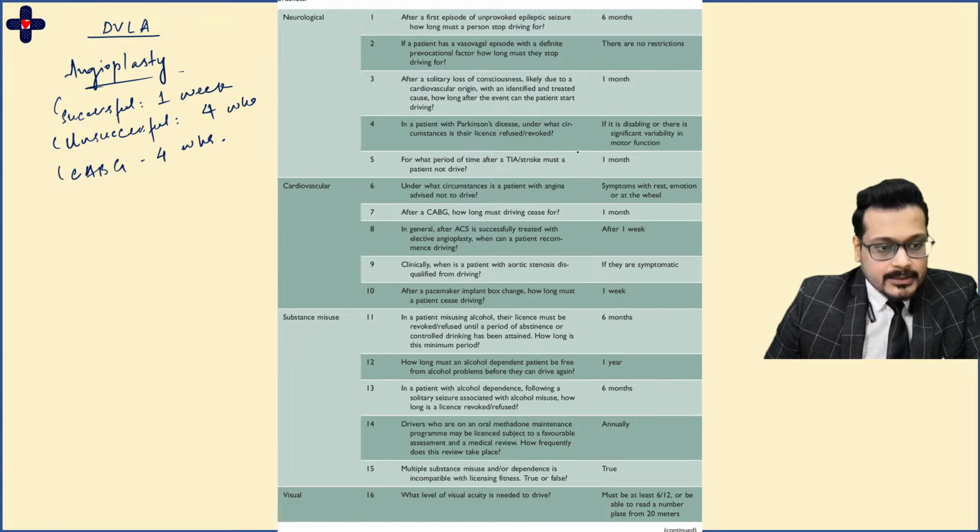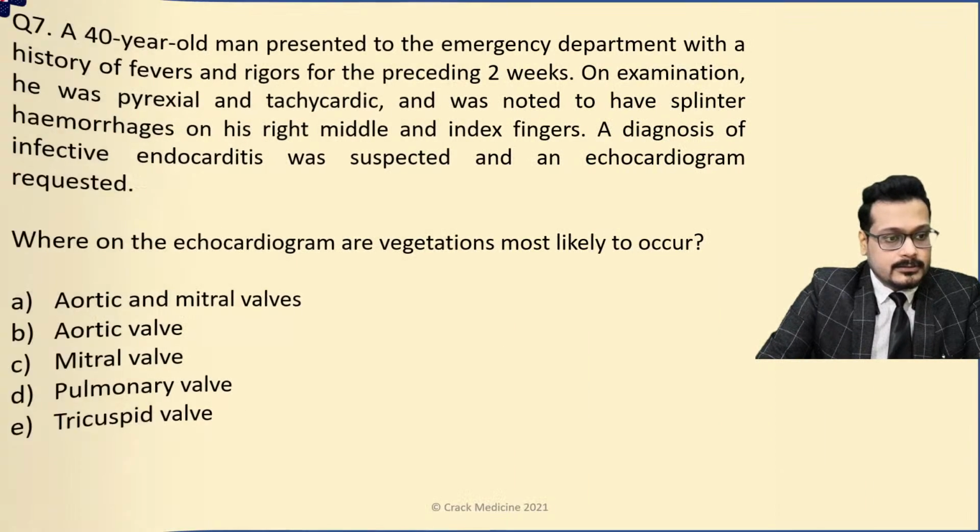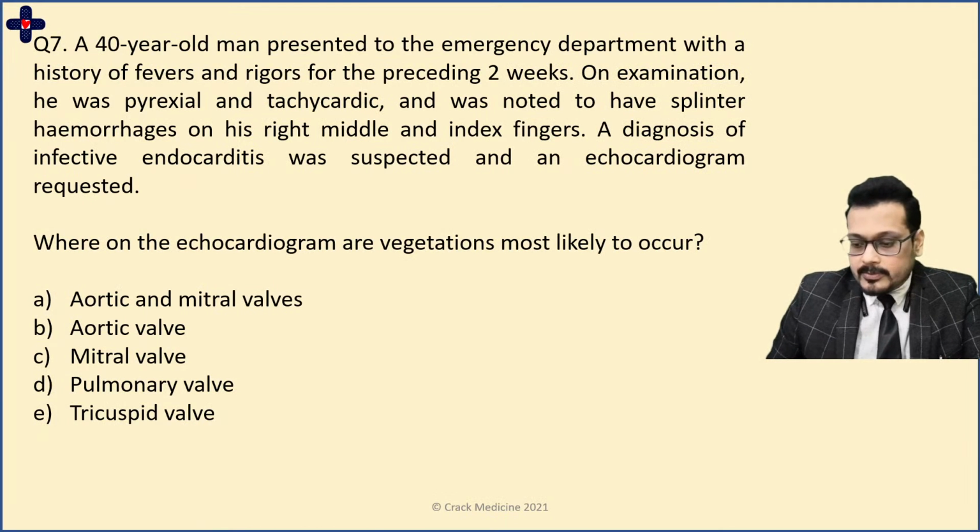In neurological conditions, a TIA or a stroke is 1 month, and in cases of unprovoked seizure, that is 6 months. Okay, and after 6 months also the patient needs to be evaluated whether the patient can drive or not, after the patient has been stabilized on drugs. Okay, so that's how you have to remember this.